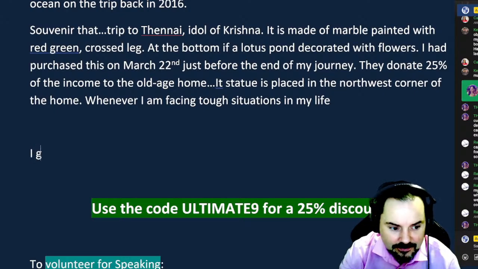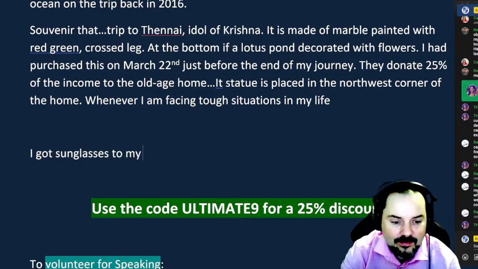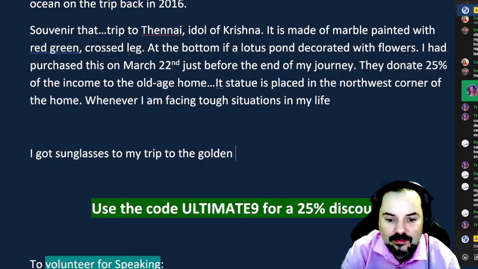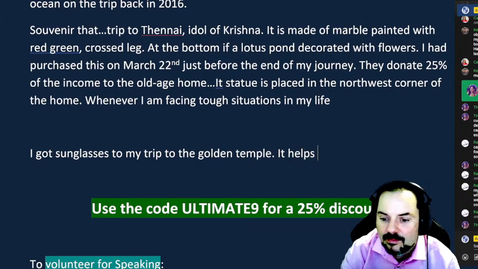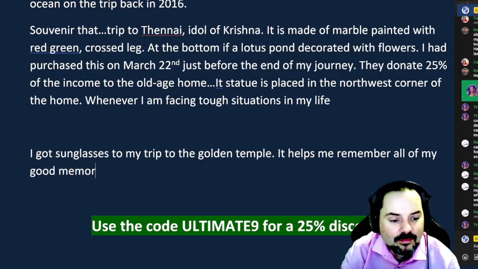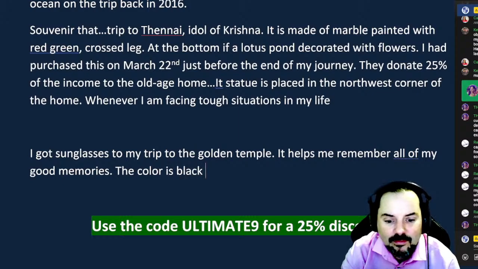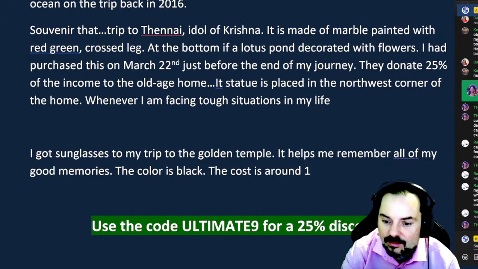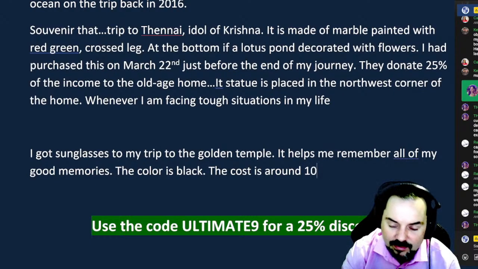I got sunglasses on my trip to Golden Temple, which is quite a popular place in Amritsar city, and it definitely helps me to remember all of the good memories I had on that trip. The size of the sunglasses is medium, which is suitable for my face, and the color of the glasses is black. The cost of these glasses is around 1,000 rupees. In fact, my sister bought it for me from the shops on the Golden Temple Street.